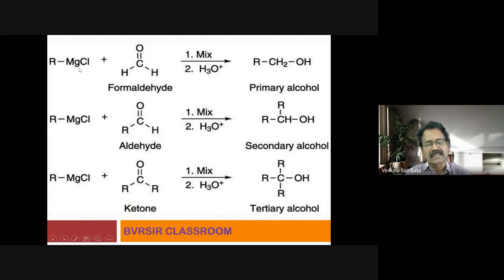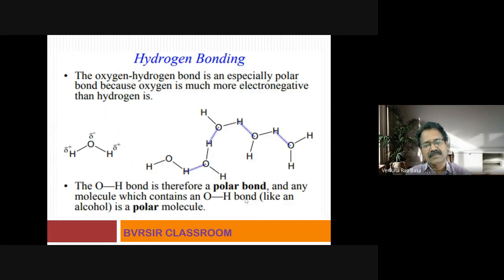RMgCl, Grignard reagent, alkyl magnesium chloride, reacting with formaldehyde. This mixture is then subjected to hydrolysis, which results in the formation of primary alcohol. RMgCl reacted with aldehyde, RCHO, followed by hydrolysis gives rise to a secondary alcohol, R2CHOH. RMgCl reacted with a ketone, R-C(=O)-R. A product is formed that is subjected to hydrolysis. Finally, a tertiary alcohol is formed. So this is the method of preparing primary, secondary, and tertiary alcohols using Grignard reagent and carbonyl compounds. Coming to properties of alcohols.